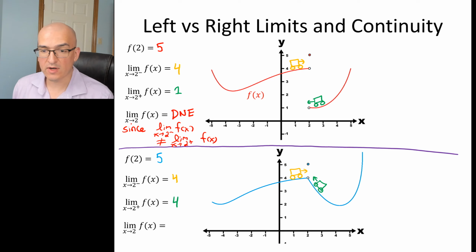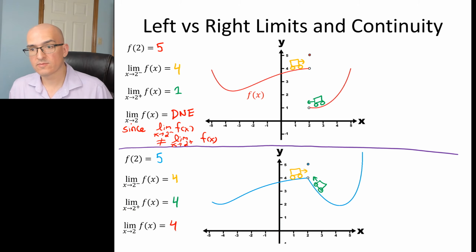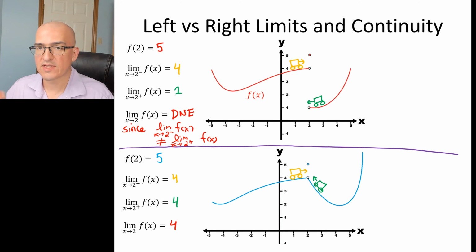Then the last part, limit as x approaches 2 of f of x, that's the two-sided limit. I'm asking approach from the left and approach from the right, what y value do you see? Well, this time they agree with each other. The math car on the left side and the math car on the right side both say 4. So the answer is 4. It exists. So that's how you tackle these graphs.